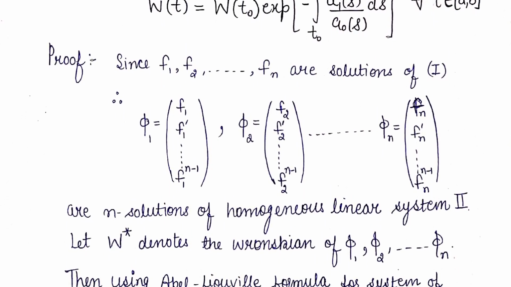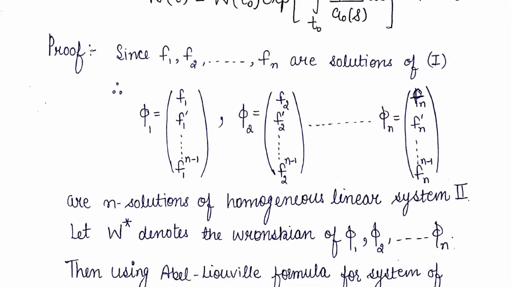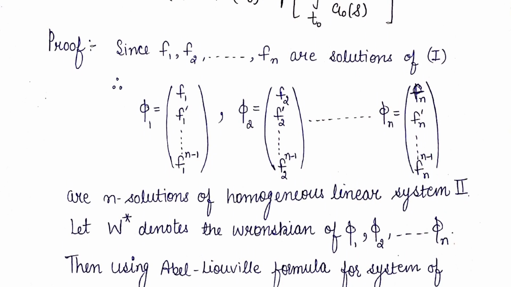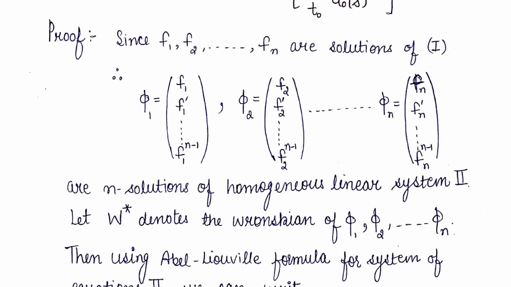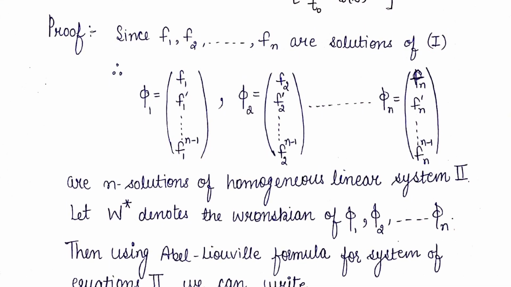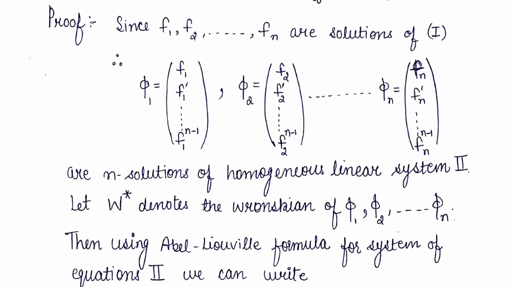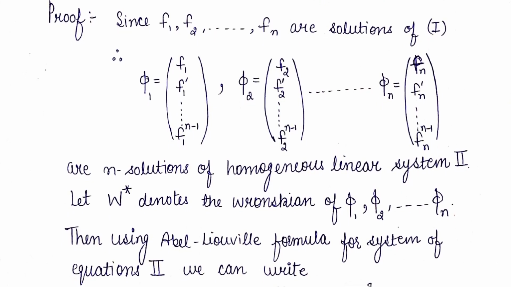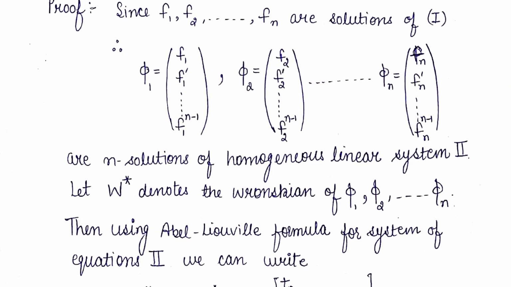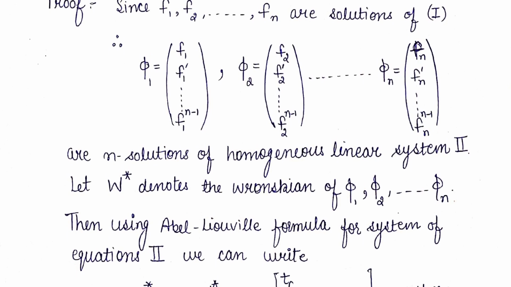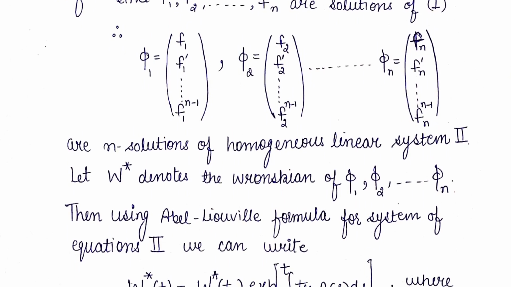So now let W star denote the Wronskian of phi1, phi2, phi n. Then using Abel Liouville formula for system of equations 2, we can write W star(t) is equal to W star(t naught) exponential integral from t naught to t trace A(s) ds, where A(s) is the coefficient matrix of the system 2. But W star(t) is the same as W(f1, f2, fn), which is equal to W(t).